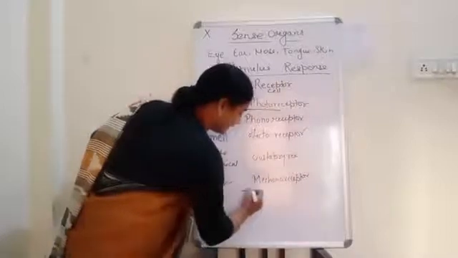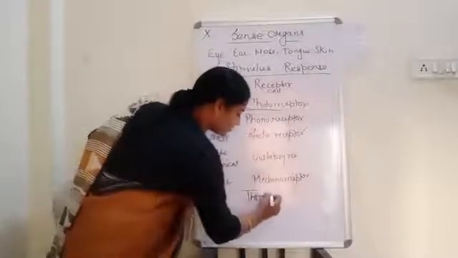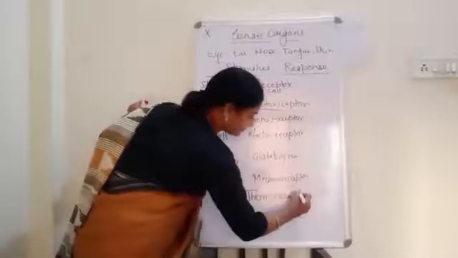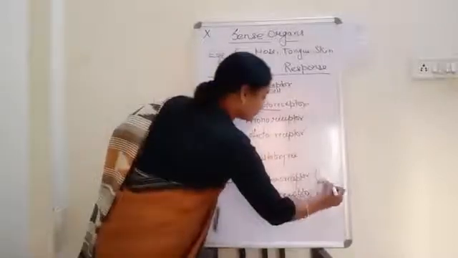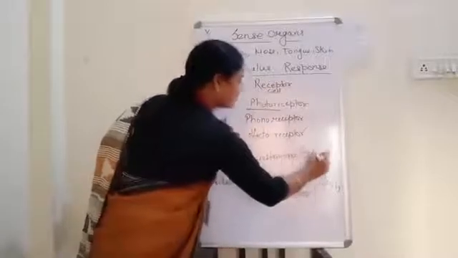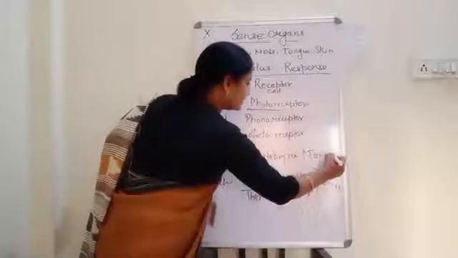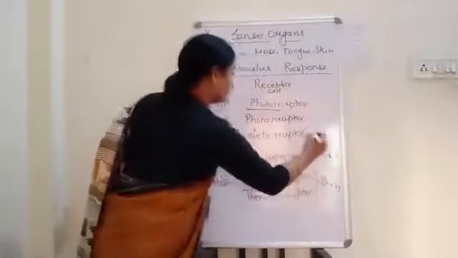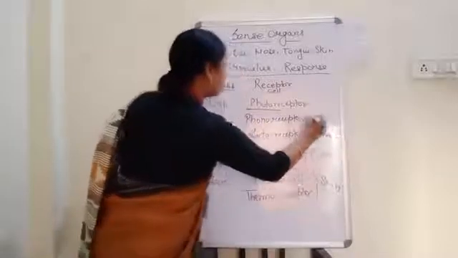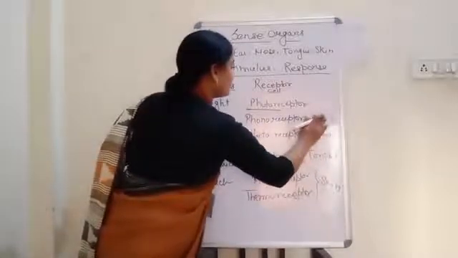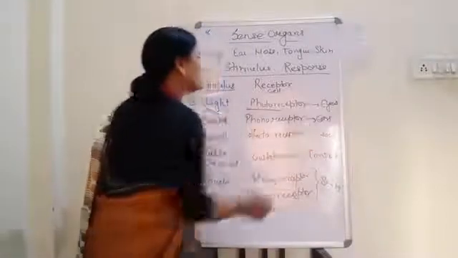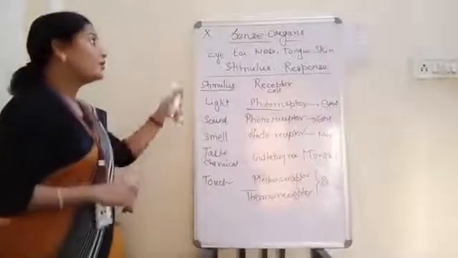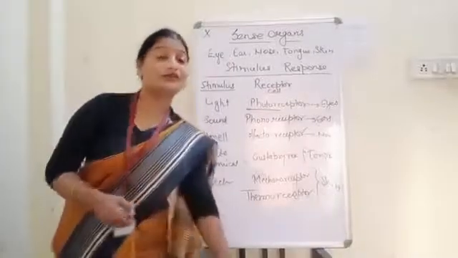Somewhere you will see that it is also written as thermoreceptor. Okay, so this is done with the help of skin. This is done with the help of tongue. Olfactory is done with the help of nose, then with the help of ears, and then with the help of eyes. So all these are about the sense organs.